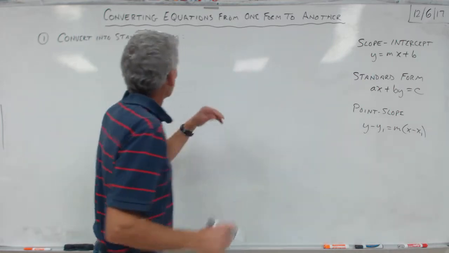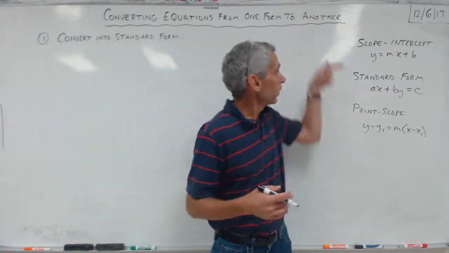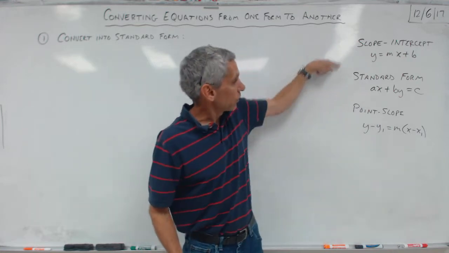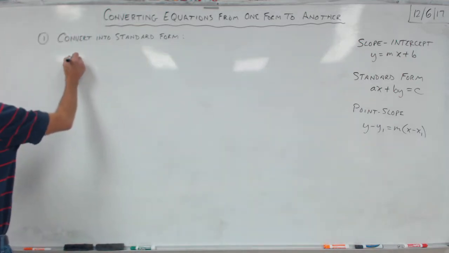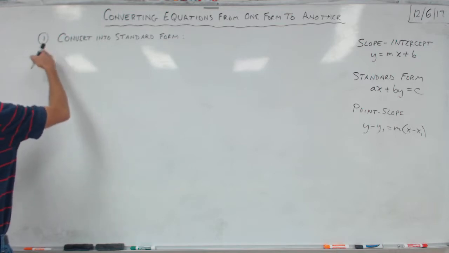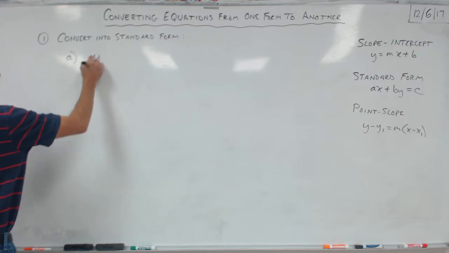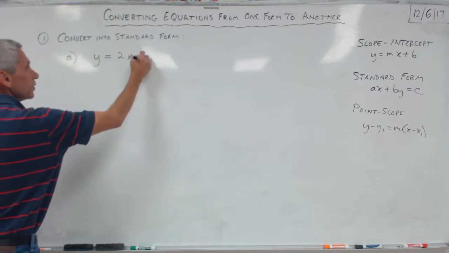All right. So I'm going to give you some equations that are in slope-intercept form, y equals mx plus b, and we are going to convert them to standard form. So here's the first one. Since I labeled that 1, I'll call this A. So y equals 2x plus 15.